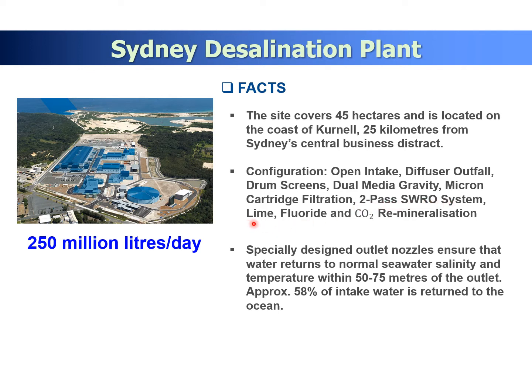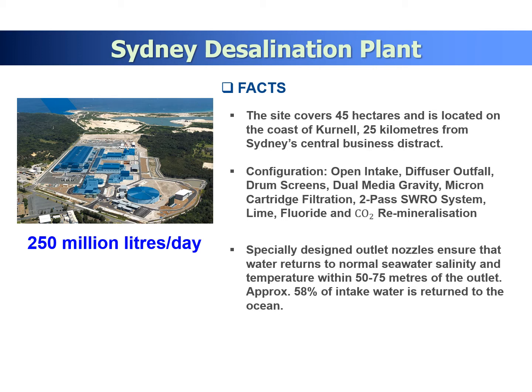And the post-treatment is lime, fluoride, and CO2 remineralization. So compared to the other plants, there is one more special post-treatment, fluoride. So we can also think about, even though we have 6 desalination plants, they are a little bit different. However, the most common process is the seawater reverse osmosis, RO process. It is very consistent. So we have to learn how to design this kind of desalination plant.